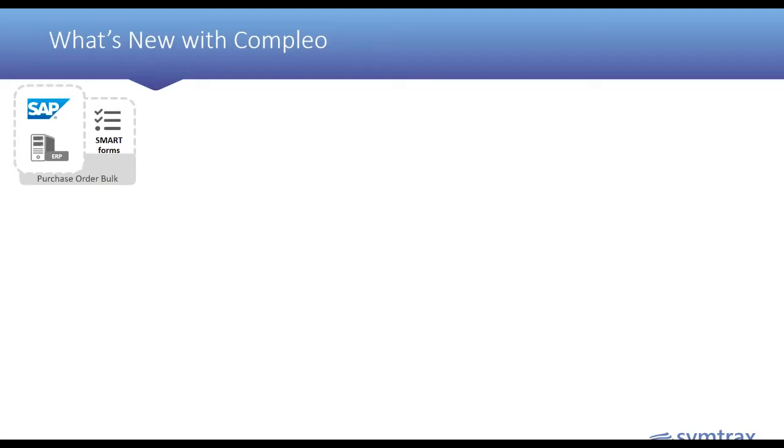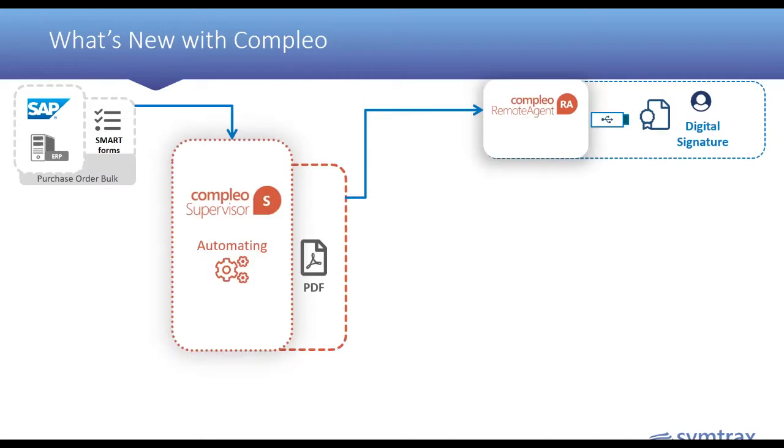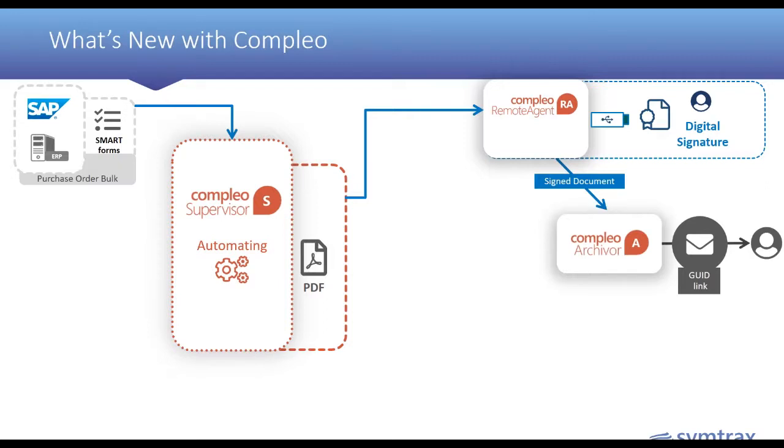So this purchase order will be monitored by Compleo Supervisor in the background, as you can see here. It'll turn that smart form, a purchase order, into a PDF, and then it'll send it over to a new feature of Compleo called Remote Agent. And this will pop up on an end user screen, and it'll ask him to basically review the document, sign it, and then once that is signed, it'll be sent over to Compleo Archiver. And then Compleo Archiver will do something specifically with that.